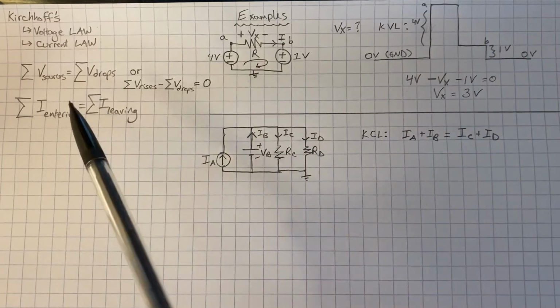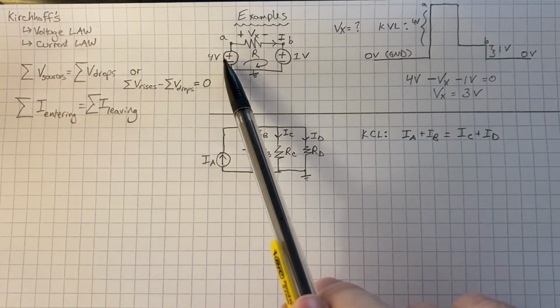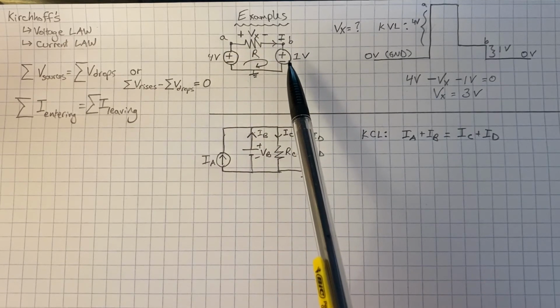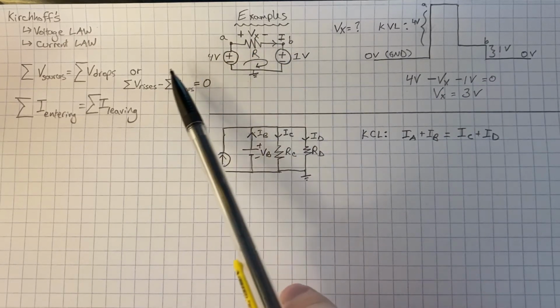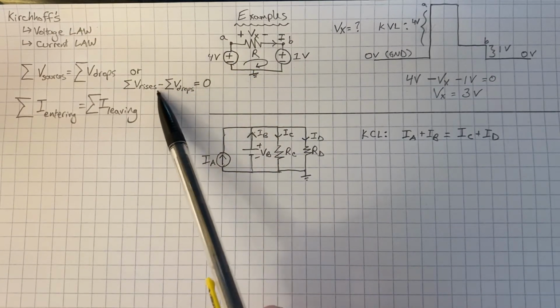If we were to write this in terms of sources equal drops, we would be writing 4 volts minus 1 volt equals Vx. That's a little confusing for some people, so with the rises and drops form, you can't go wrong.